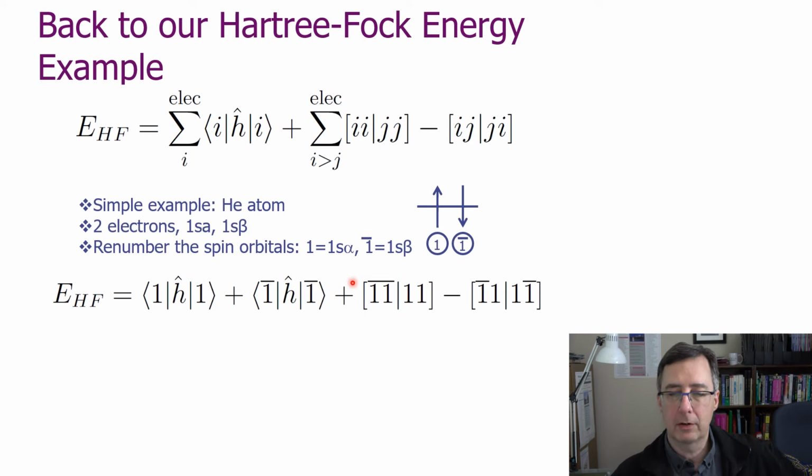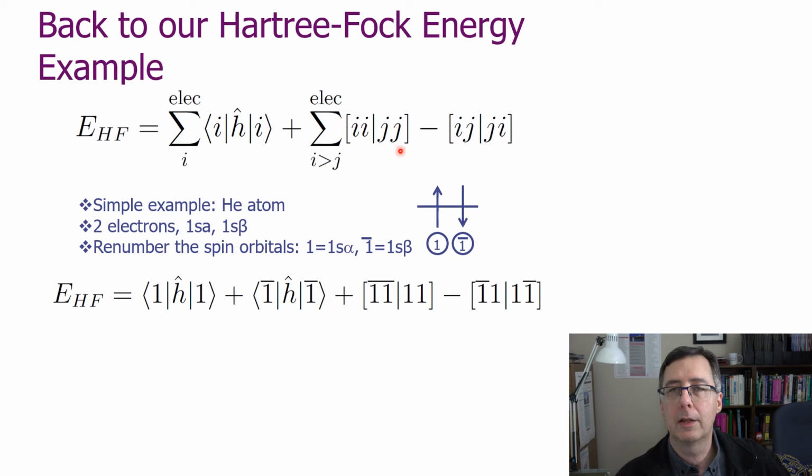How does that spin integrate? Well, again, it's a sum over the electrons. There's only two electrons. So we'll get a one electron term, 1H1. And then this beta spin guy will give me 1 bar H 1 bar. And then this guy, there's only one unique pair. It's the 1-1 bar pair.